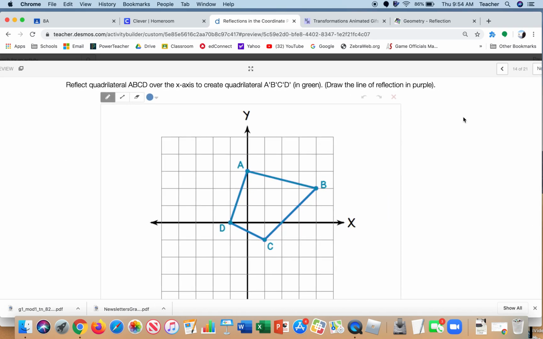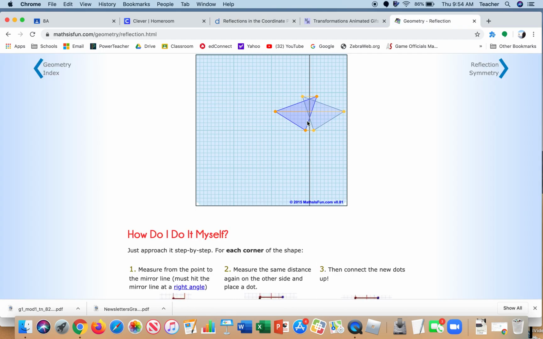Okay, you're going to be reflecting this one. Now this one, take a look what's going to happen here. We're going over the x-axis, so it's going to land on top of itself. Check this out. If they are on either side of the line of reflection, they'll reflect over. But what happens if we put the line of reflection right here? It'll land on top of itself.